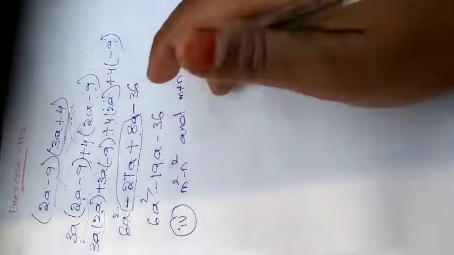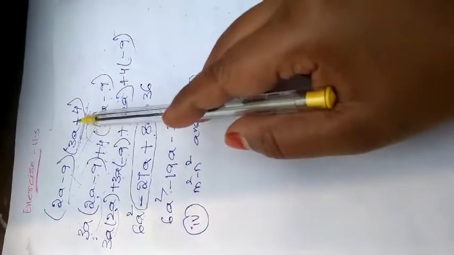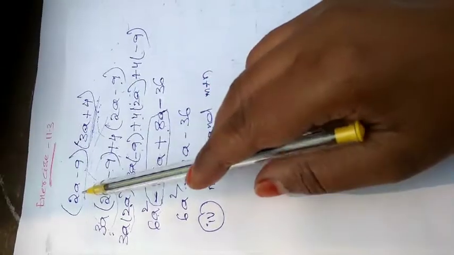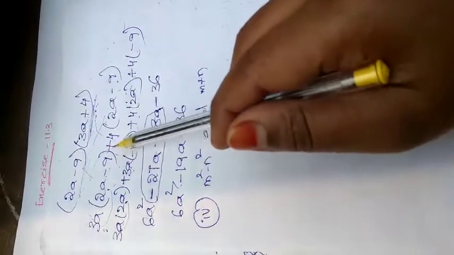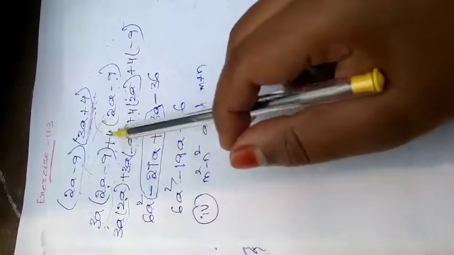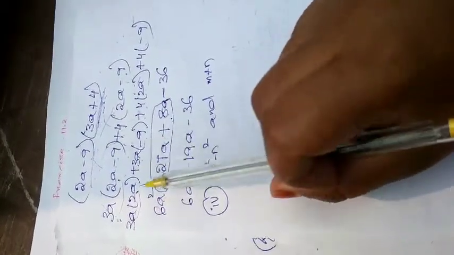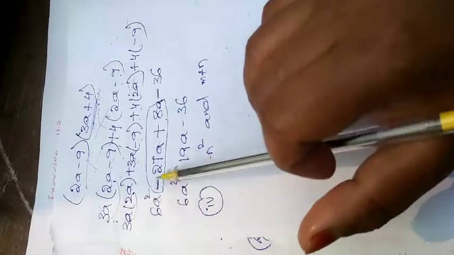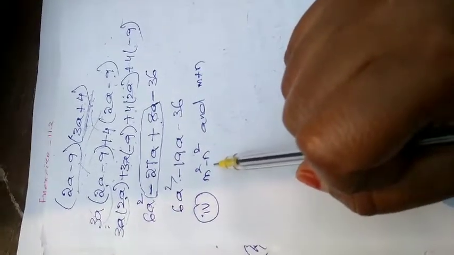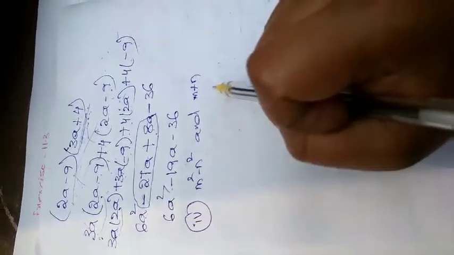Children, do the second and third problems as homework. They are the same as this one. If both are in minus, you should give minus here. If both are in plus, you can give plus here. So according to the signs, multiply them. Okay, so the next question, the fourth one, is m square minus n square and m plus n.